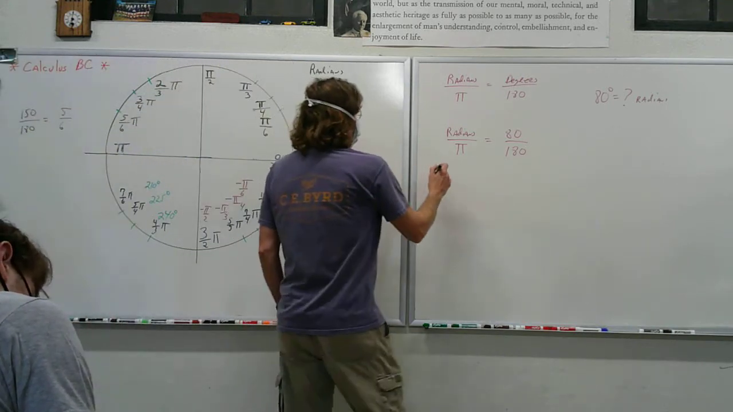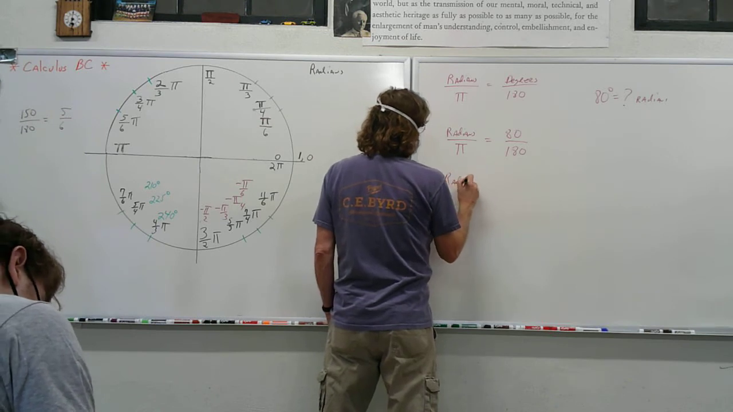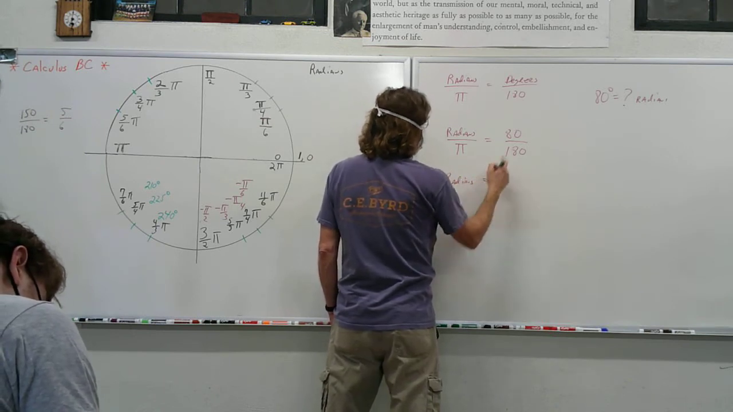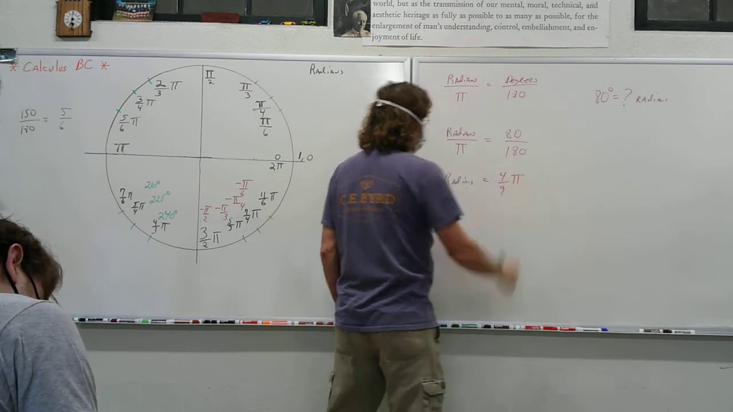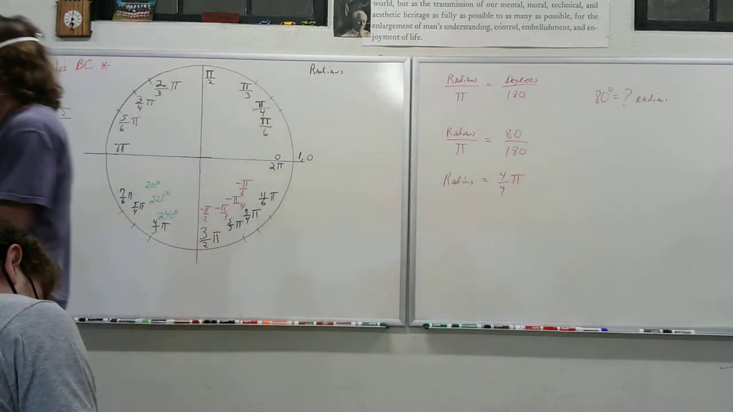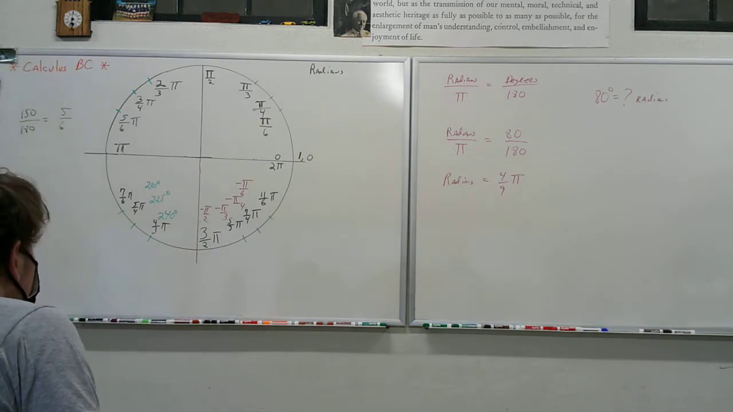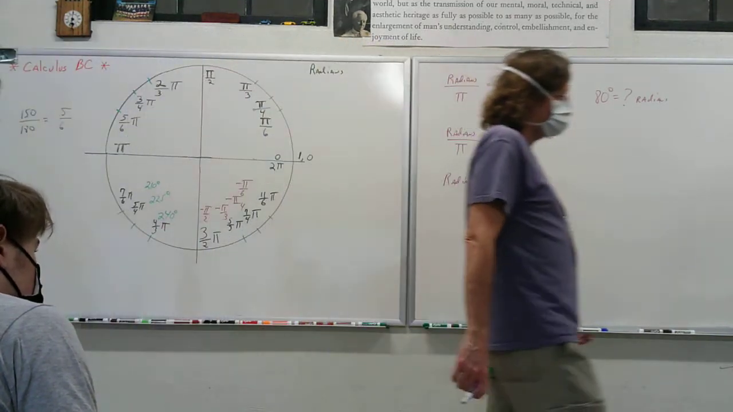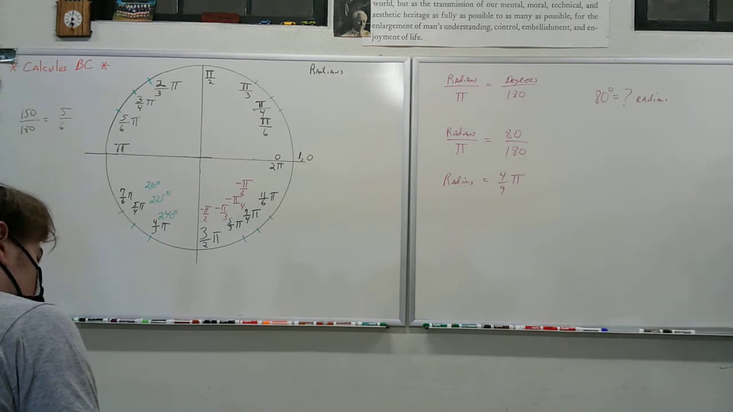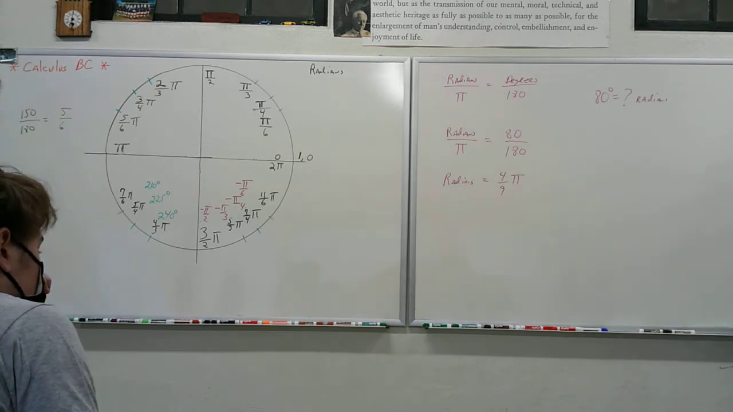So, radians equals, reduce that, 4/9. And then multiply by your pi. Leave the pi. Don't get a calculator out and put 3.14 in there. Leave the pi. Leave the pi. All right, now, is that cool? Pretty cool so far? All right. Now, everybody happy?